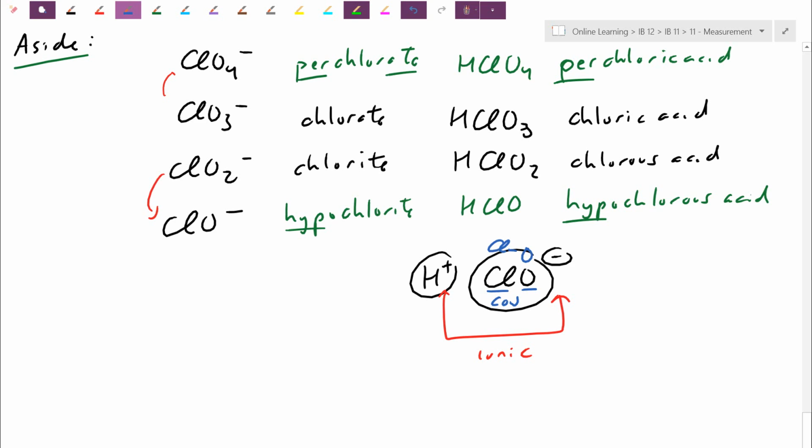When I drop this in water, water is not strong enough to chop apart the covalent compound. Water is only strong enough to separate the positive from the negative. So if you're ever asked the question, which of these compounds contain both ionic bonding and covalent bonding, you're looking for a compound that has a polyatomic inside it.